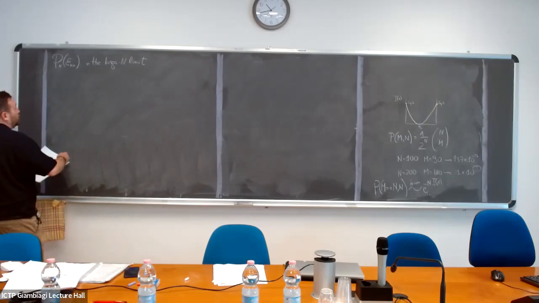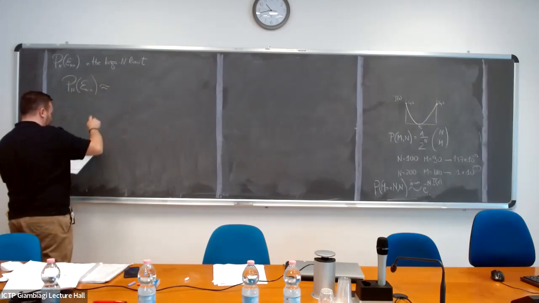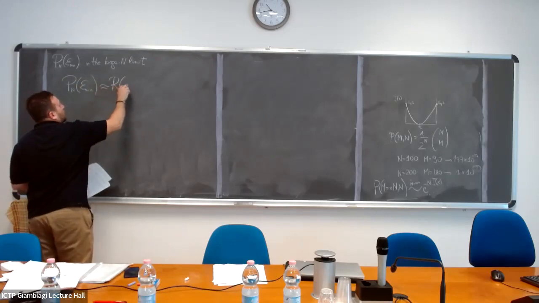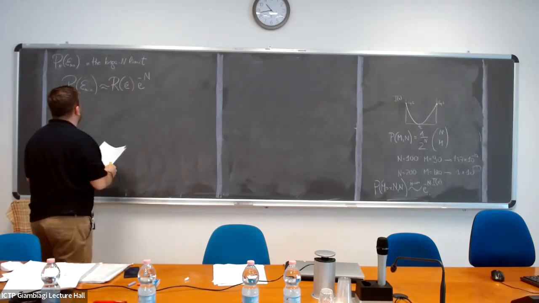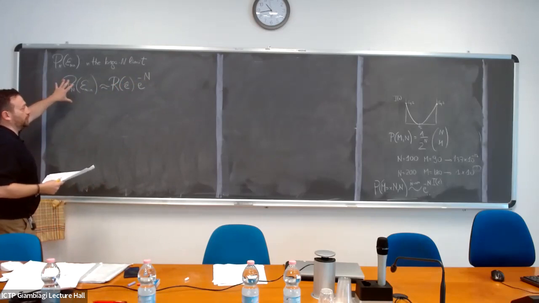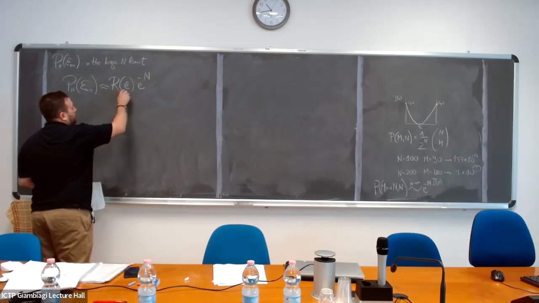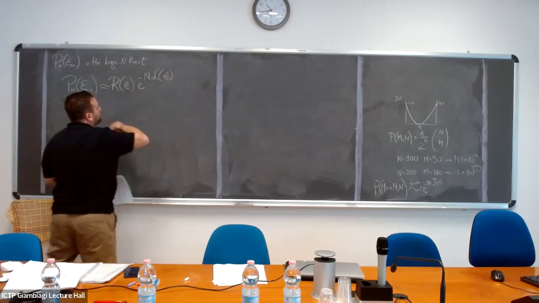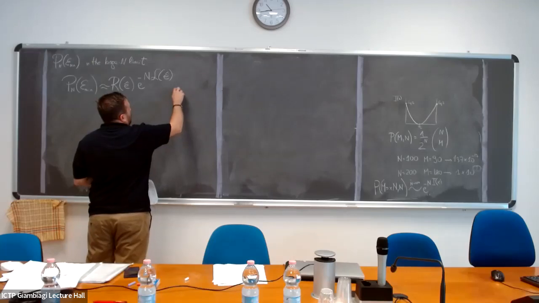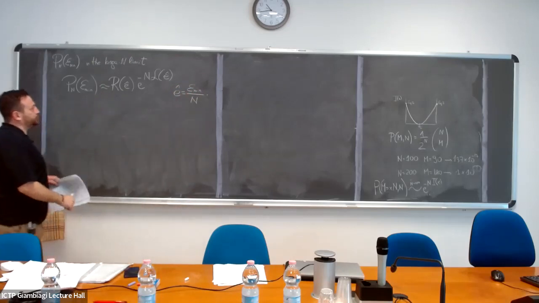So what they do is they assume a large deviation function, motivated by similar problems where such a large deviation approach is correct. So they assume that in the large N limit, the full probability distribution of the minimal loss has this form, R of e, exponential of minus N L of e, where e is I min divided by N.